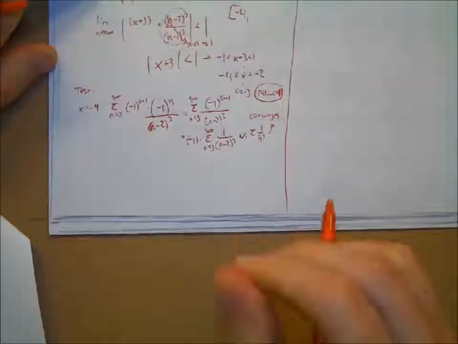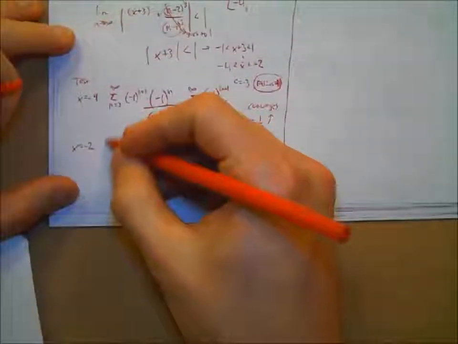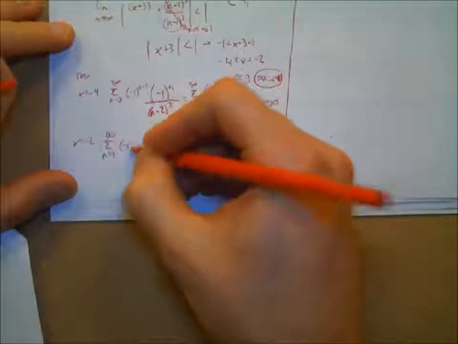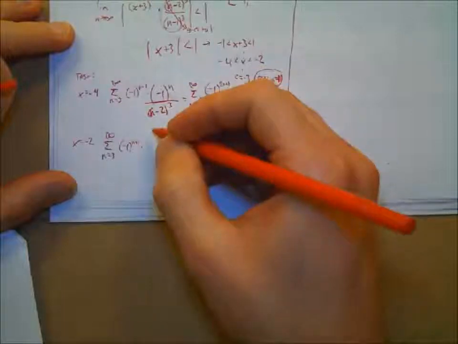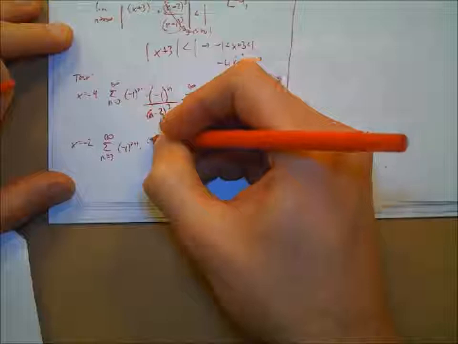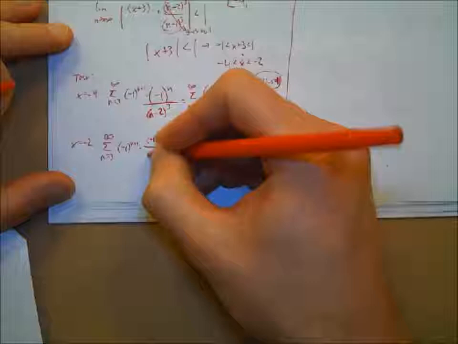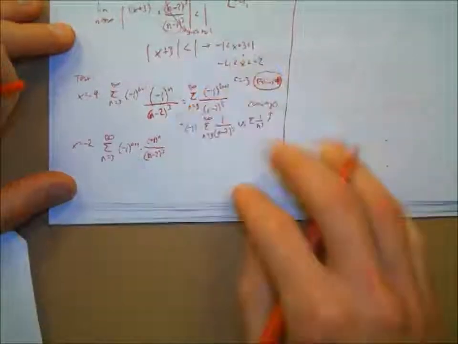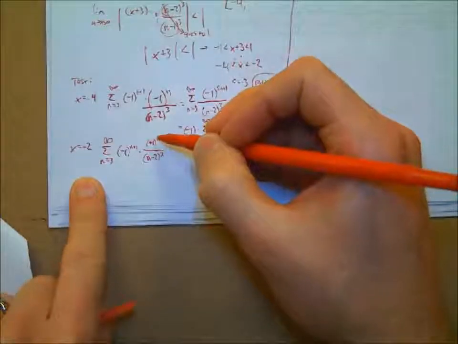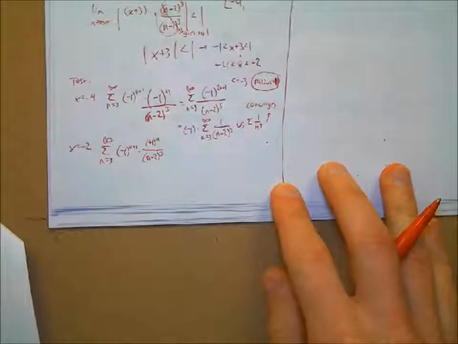All right. Let's try x equals negative 2 now. So sum from n equals 3 to infinity, negative 1 to the n plus 1 times, now if I plug negative 2 in for x, we're going to have positive 1 to the n over n minus 2 to the third. So negative 1 to the n plus 1, that's the alternating piece. Plug in negative 2 for x, you get positive 1 to the n over n minus 2 to the third.